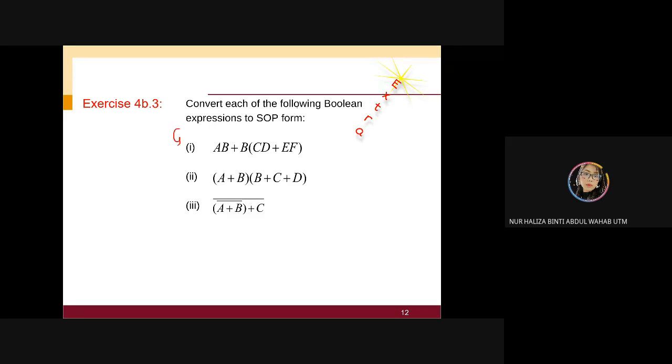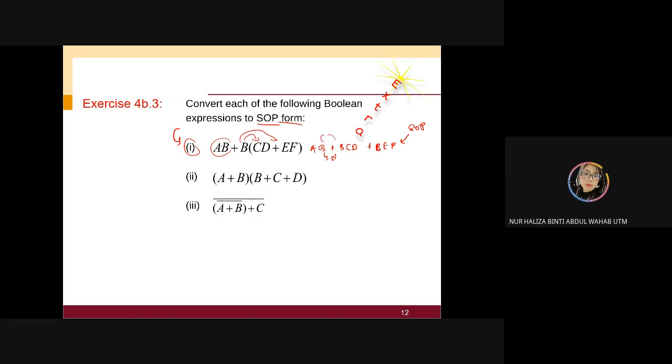So convert the following Boolean expression to SOP form. Let's say you were given this example number 1. This is one product term, and this you can make it two product terms. You have AB plus BCD plus BEF. So this is the SOP. And later, if you need to convert it to be standard, then you can do what? Please try to do so.